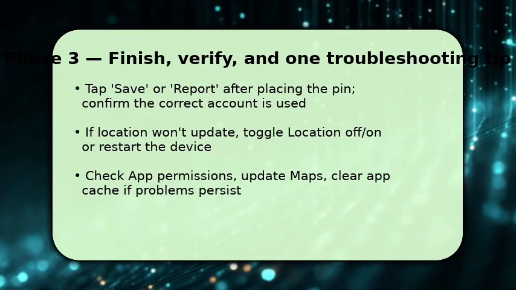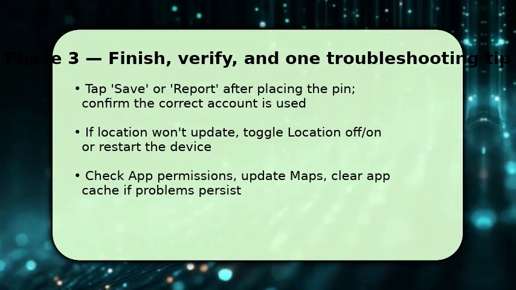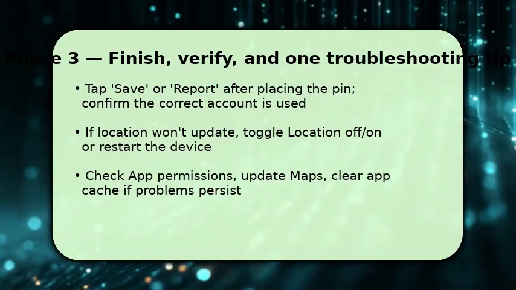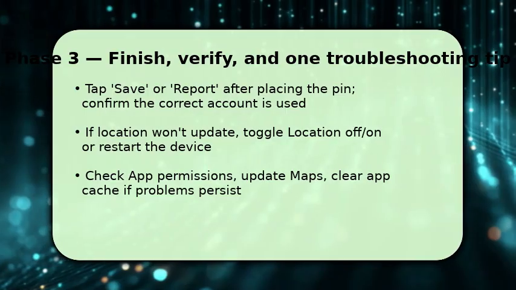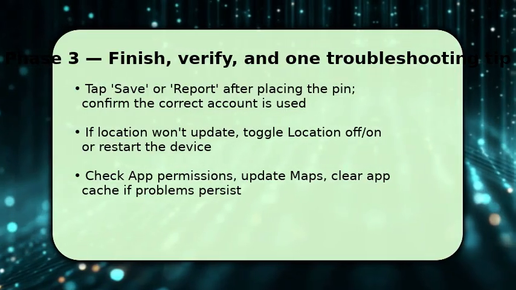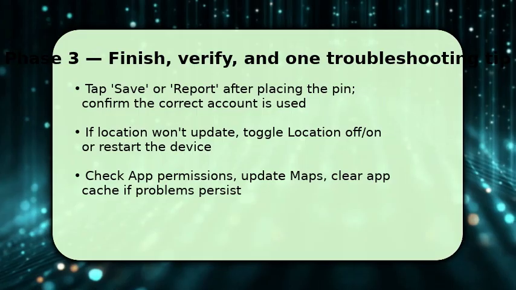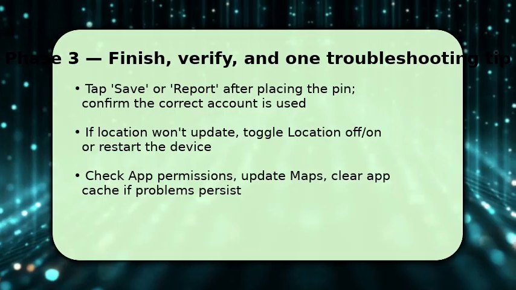If Maps doesn't accept the new location, toggle Location off and on, then restart the device. This often clears temporary GPS conflicts. Make sure Google Maps is updated, and if problems continue, clear the app cache or re-grant permissions. As a last resort, report a problem with a concise description. This helps Google correct map data faster.